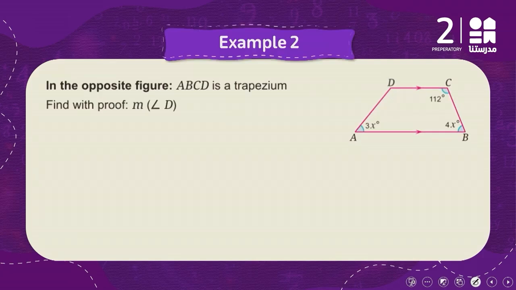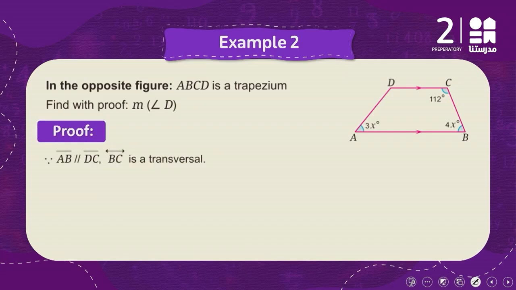Now for this question, in the opposite figure you have a trapezium. Find with proof the measure of angle D. Since we have these 2 parallel lines, which are DC and AB, as we said before, whenever you see a trapezium you have parallel lines. You have AB and CD parallel. BC is a transversal.